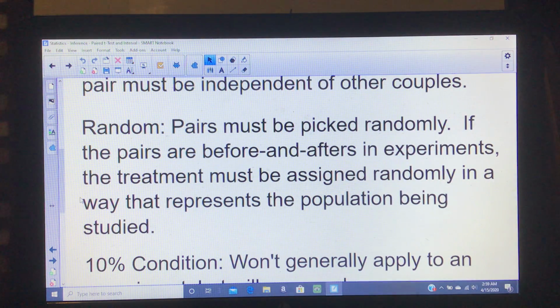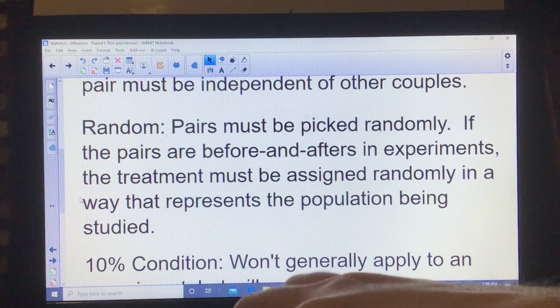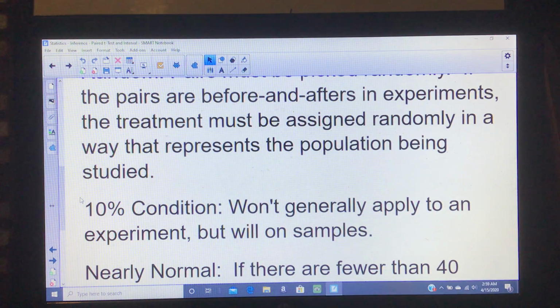All right. Random, once again, in an AP problem, they would give you more information. They would probably either tell you who did it or that they did it randomly. We'll just assume that whoever did this 170 sample did it correctly and randomly. So we'll trust them. 10% condition: 170 couples is surely less than 10% of all the couples in Great Britain. There's millions of people in Britain who are married, so 170 couples is not taking too many.